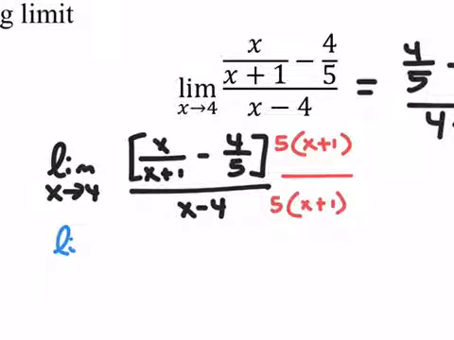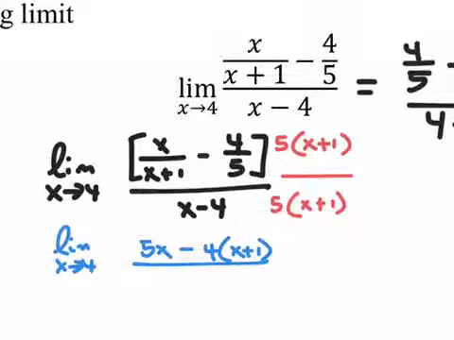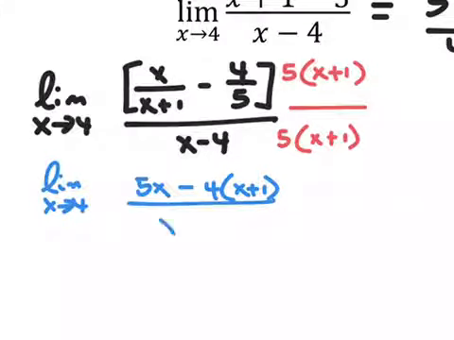This comes out to be the limit as x approaches 4 of, when I multiply the first term by 5 times the quantity x plus 1, I'll get 5x. The x plus 1s will cancel. And in the second one, the 5s will cancel, so I'll get 4 times the quantity x plus 1. In the denominator, because I'm doing the majority of my simplifying in the numerator, I'm just going to leave this as is, and drag that 5 out in front.